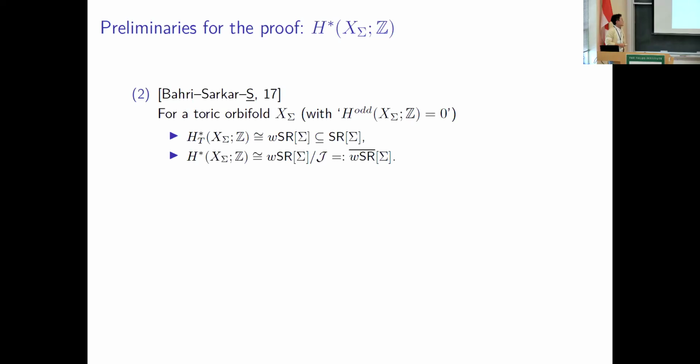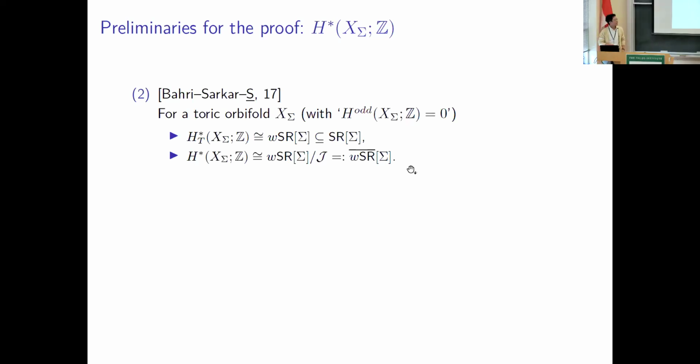The assumption is that if you have a toric orbifold with vanishing odd degree cohomologies, then you can realize this equivariant cohomology as a certain subring of the Stanley-Reisner ring. We call this the weighted Stanley-Reisner ring. Because of this assumption, odd degree cohomology vanishes. Singular cohomology can also be obtained from the equivariant cohomology modulo some relations. So this singular cohomology is isomorphic to the weighted Stanley-Reisner ring modulo certain relations. For the rest of my talk, I will denote this one by WSR bar sigma.